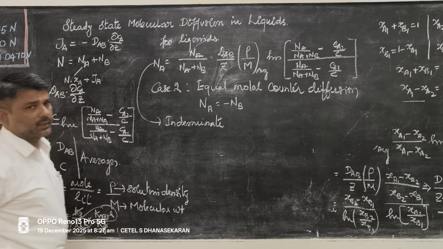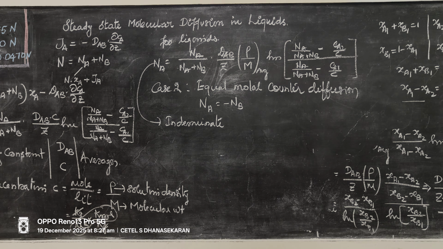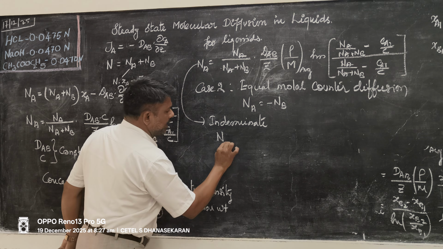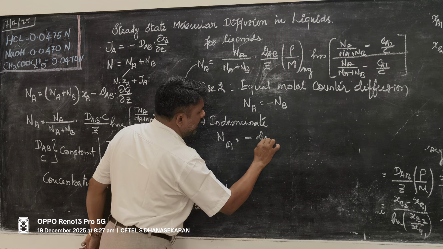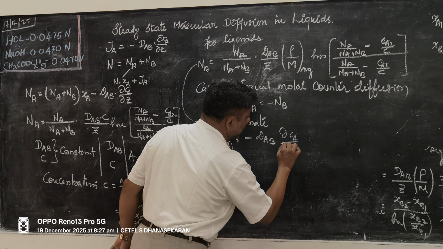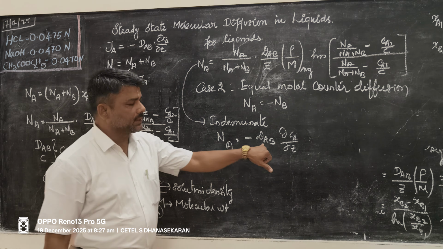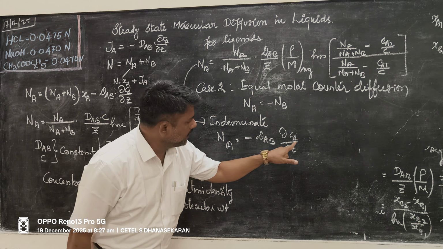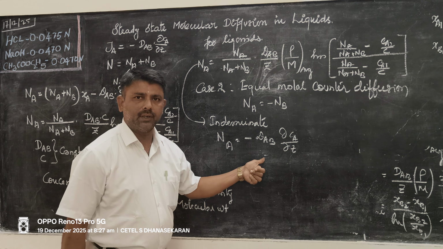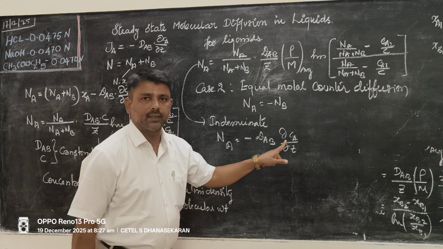Hence, we have to go for the base equation, that is Na is equal to Na plus Nb into Xa minus dAb into dou Ca by dou Z. Substituting Na is equal to minus Nb, this term becomes 0. The final term is Na is equal to minus dAb into dou Ca divided by dou Z. I am going to integrate this equation in order to find the changes in concentration with respect to distance.